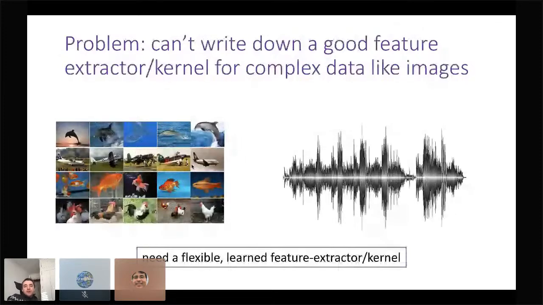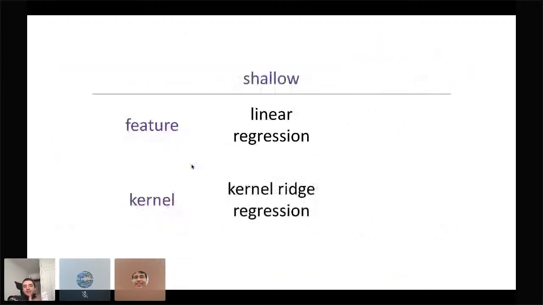The conclusion is that if we can't write down a good feature extractor, then we probably need to specify a flexible family of feature extractors or kernels and then learn them. That's exactly what deep neural networks do. Deep neural networks are a special case of feature-based methods because they take input features and transform them into mid-level features and then into higher-level features. They can be thought of as learning a deep, complicated, flexible feature extractor.